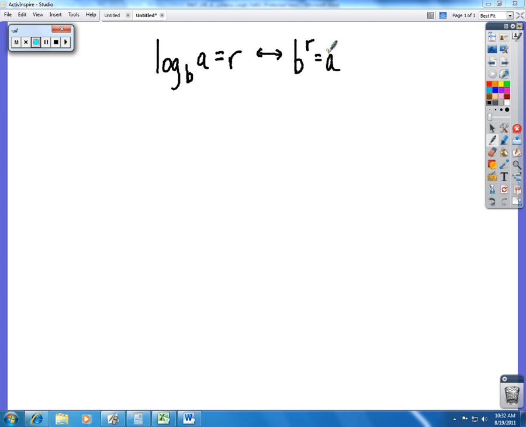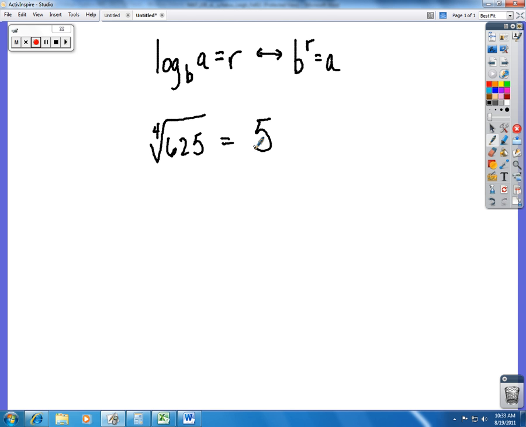Anyway, so let's run through an example of one of the problems from this section. Alright, so let's say we have the fourth root of 625 equals 5. Now this is something that you can put into your calculator, but we're going to see how we can take an expression like this and put it into a logarithmic expression.